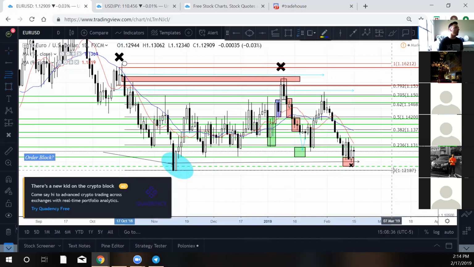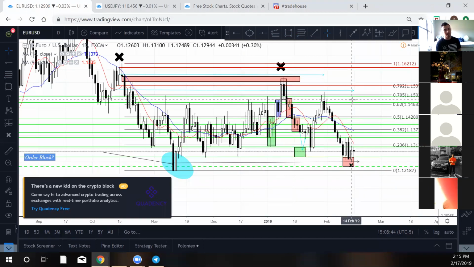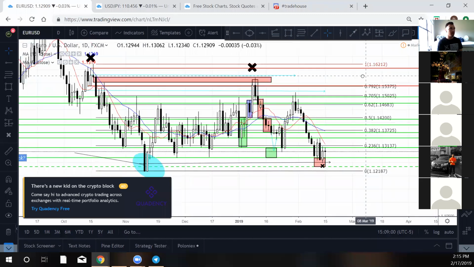Price did not necessarily close above the 79.2. This right here would have been 79.2, 70.5, and 0.62, which are going to be our sweet zones. This is where our optimal trade entries are going to be. Obviously, our stop loss would have been 20 to 30 pips after 79.2, though not on a daily, obviously.